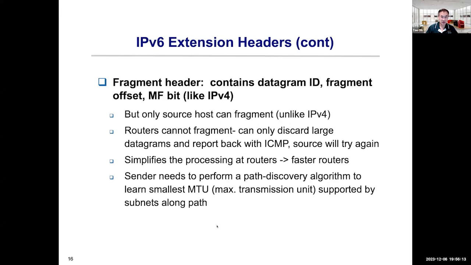So the fragment header contains the datagram, fragment offset, and more-fragments bits. Only the source can fragment, and like I said, not a router in the middle. Only the source host can fragment. Routers cannot fragment, as I indicated. That really simplifies the process at the router. It doesn't need to fragment, and fragmenting takes a good amount of time. So that means faster router processing.